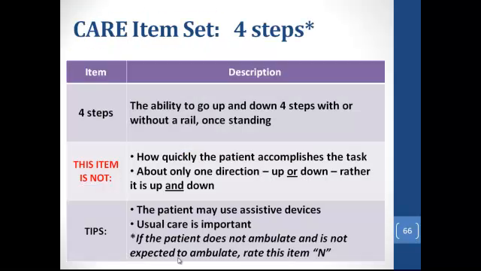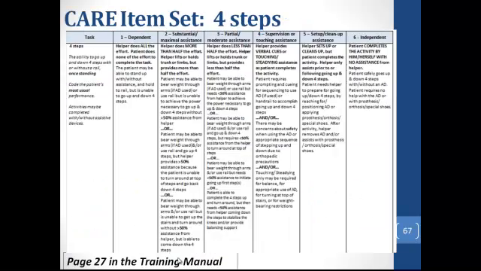The next item is 4 steps. It is defined as the ability to go up and down 4 steps with or without a rail once standing. The item is not about how quickly the patient accomplishes the task, and it is also about both directions, up and down, not just one direction. But the patient may use whatever assistive device he or she wishes. The rating guide is on page 27 in your manual.